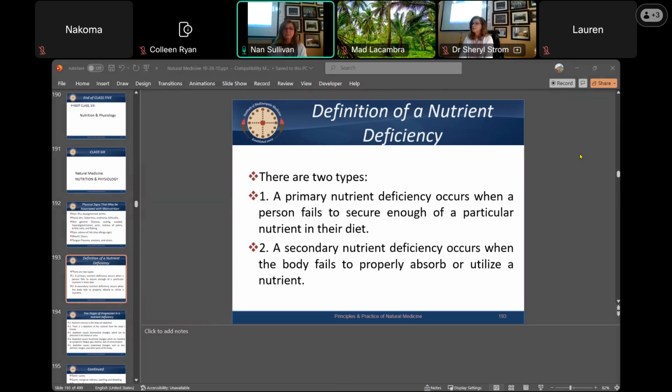There are two types of nutrient deficiencies. One is a primary nutrient deficiency, which occurs when a person fails to secure enough of a particular nutrient in their diet. That handout that I just gave you is speaking to that. So they're not getting the foods that would give them enough. Cheryl mentioned, what about sodium? Enough of those.